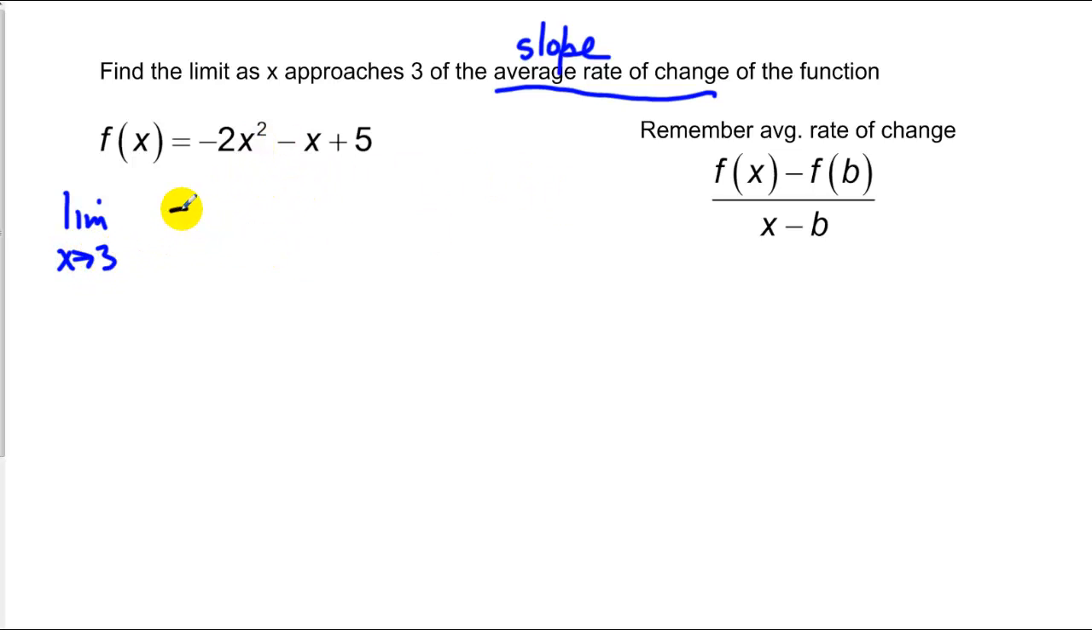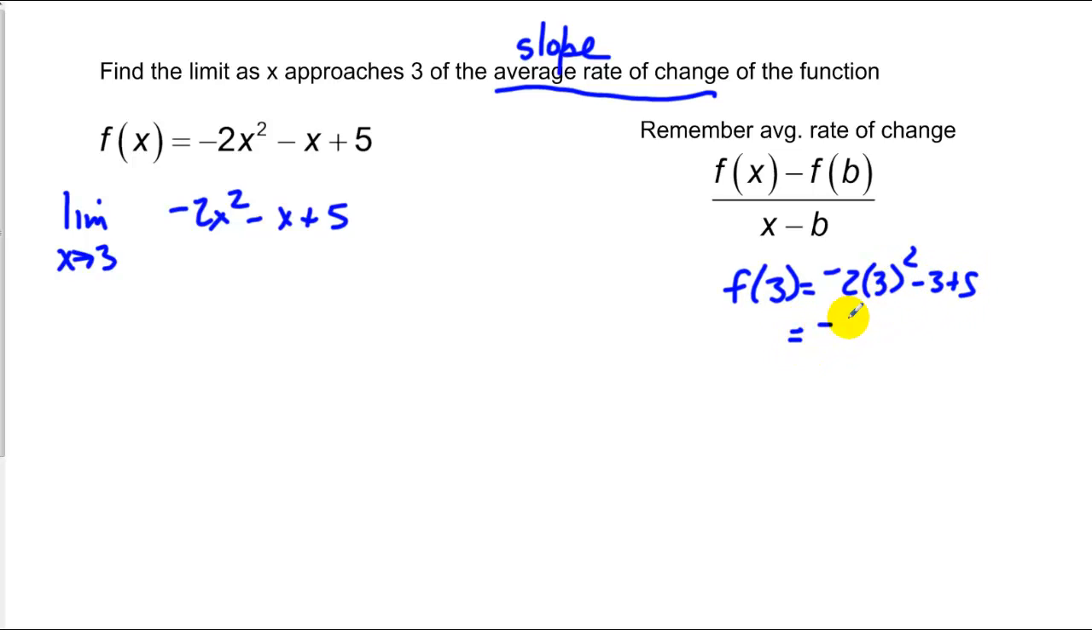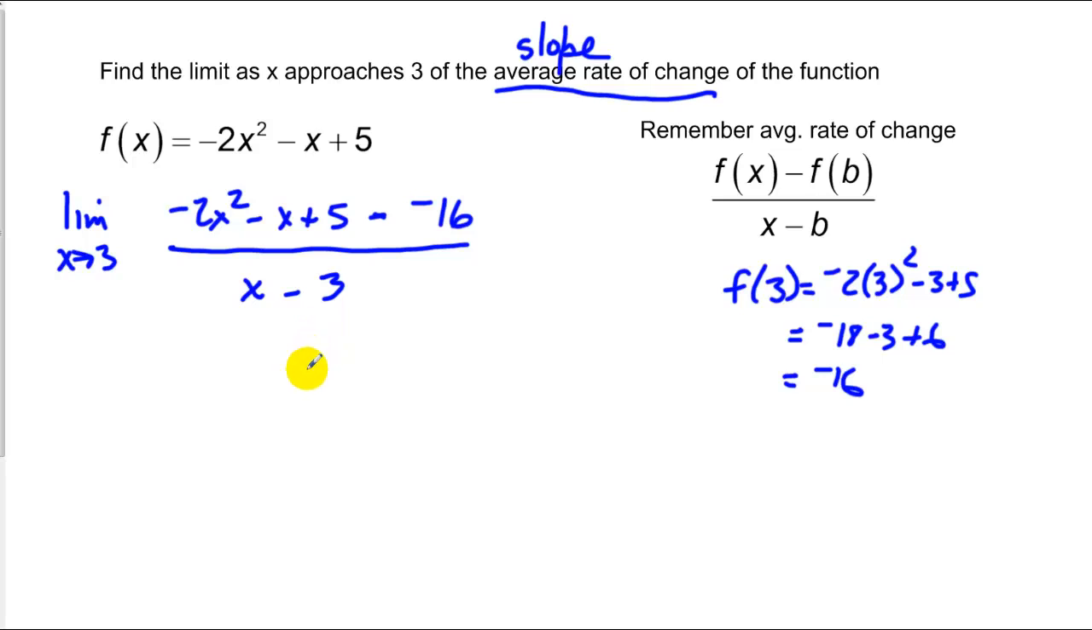So f of x is negative 2x squared minus x plus 5. I can find out what f of 3 is. Let's just plug that in. That's negative 2 times 3 squared minus 3 plus 5 gives me negative 18 minus 3 plus 5, which is negative 16. So I want to go f of x minus negative 16 over x minus b, which in this case is 3.